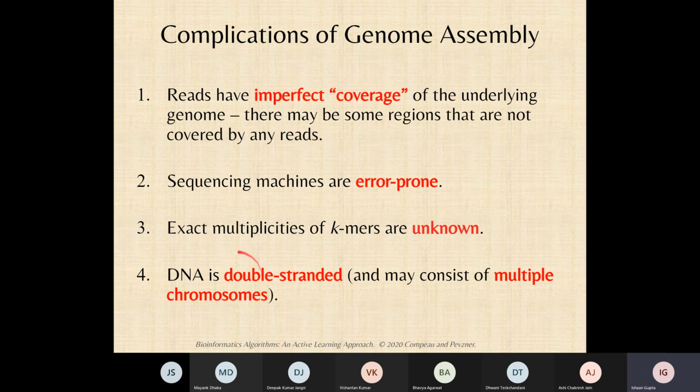And the other assumption is that the DNA is not double stranded, it's single stranded, and may consist of multiple chromosomes. So there might be disconnected graphs, which would be representing different chromosomes. So these are the realities of genome assembly. And how do we actually deal with it? I'm going to talk about it now.